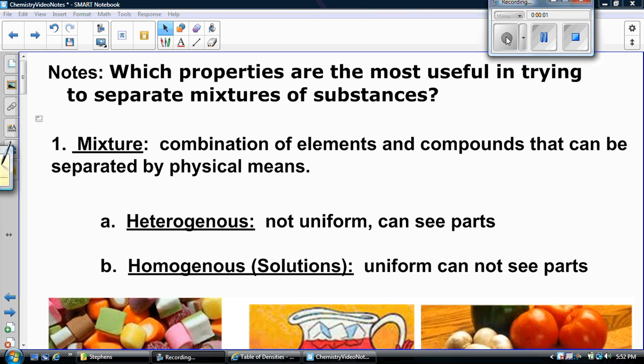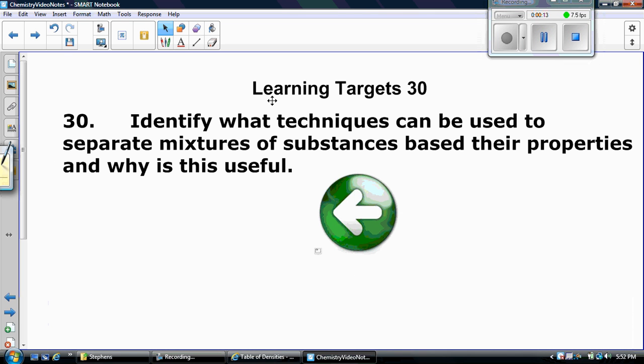Okay, the last thing that we're going to talk about is how we separate mixtures. So we're going to look at which properties and which techniques are the most useful in trying to separate mixtures of substances. So this is our learning target 30. You're going to be able to identify what techniques can be used to separate mixtures of substances based on their properties, and why is that useful? Why do we need to separate mixtures?